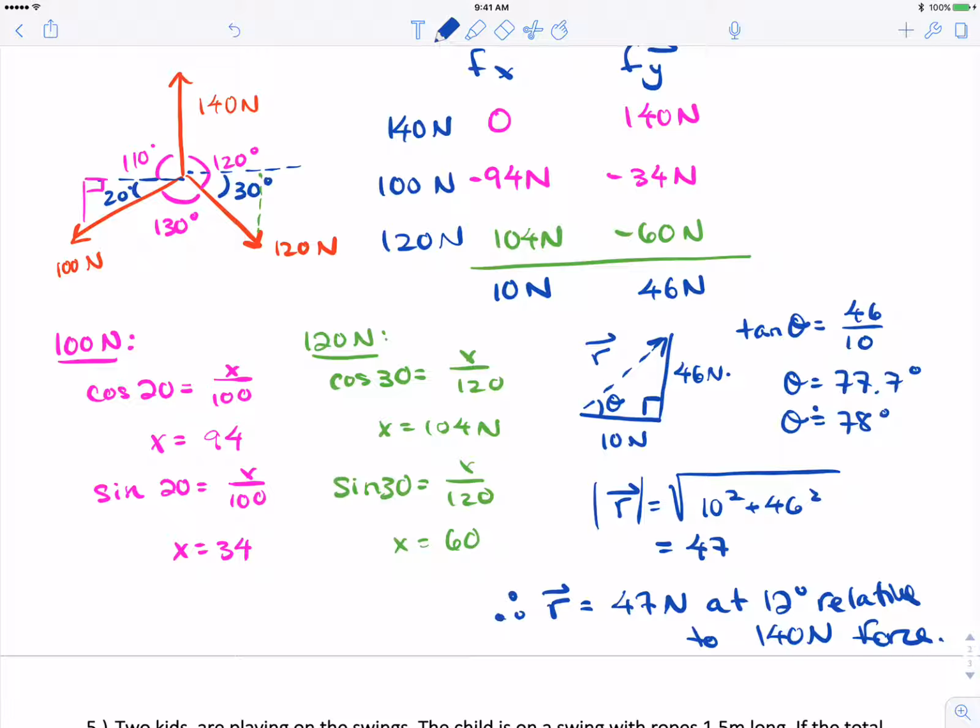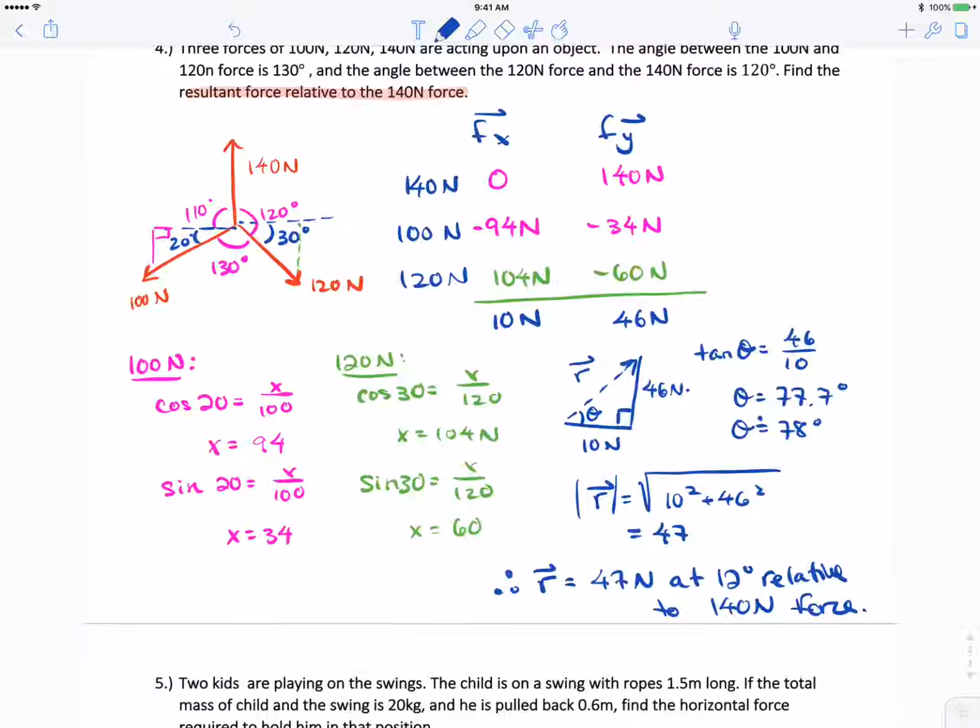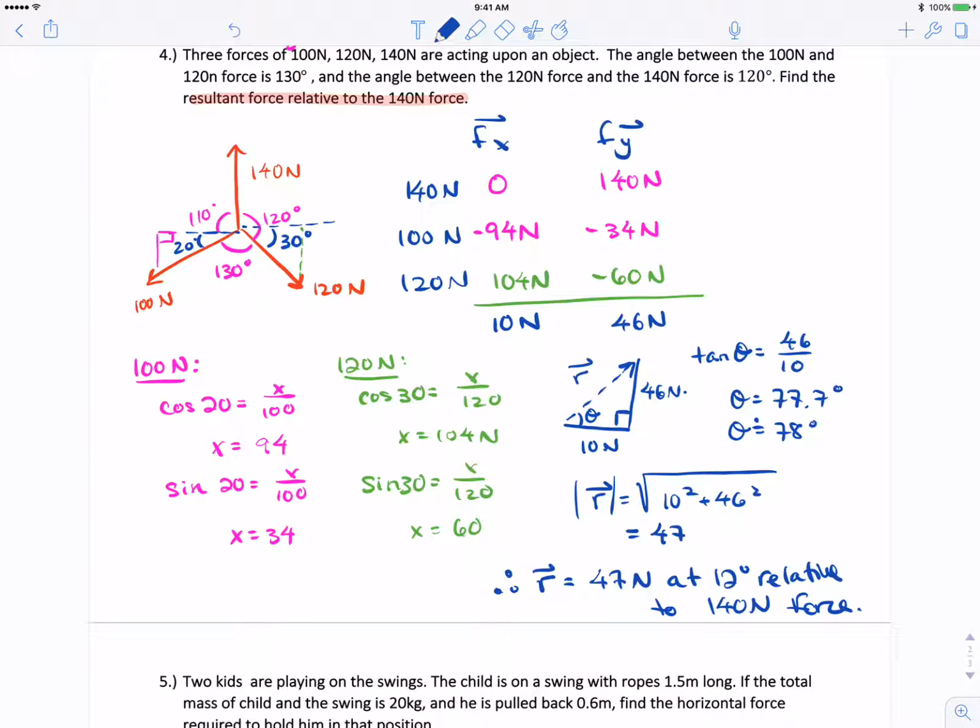Are we all okay with why it's 12 and not 78? Just a quick question. If we were to do the magnitude bars and the absolute value thing and the therefore statement, would that be wrong? No, that's fine.